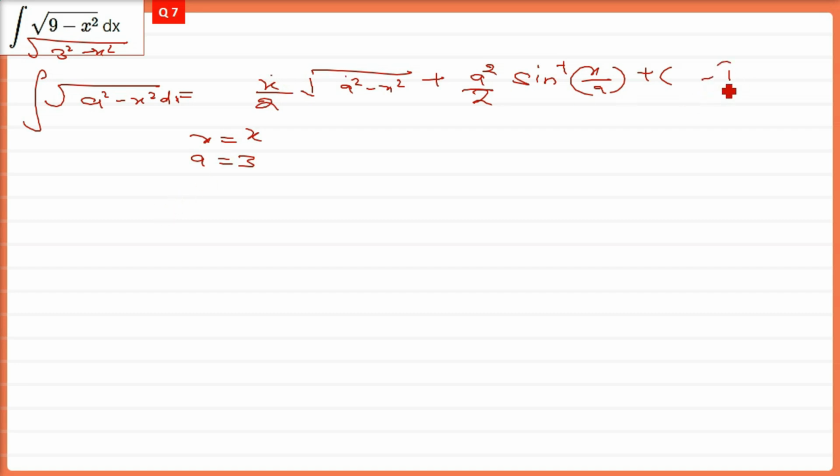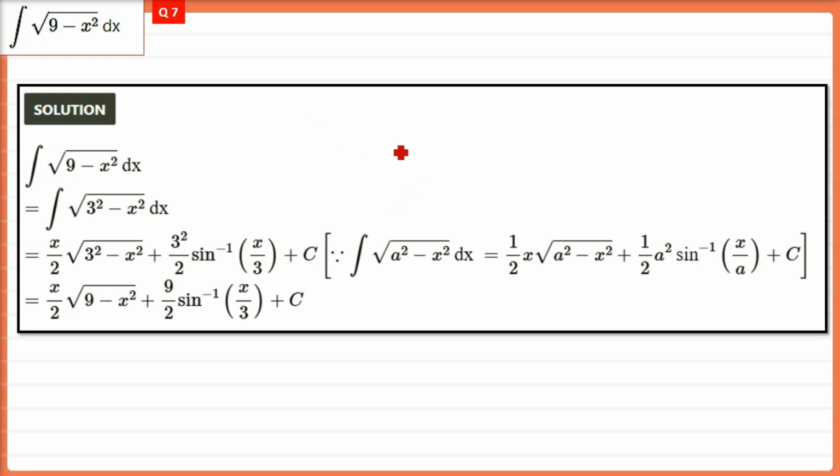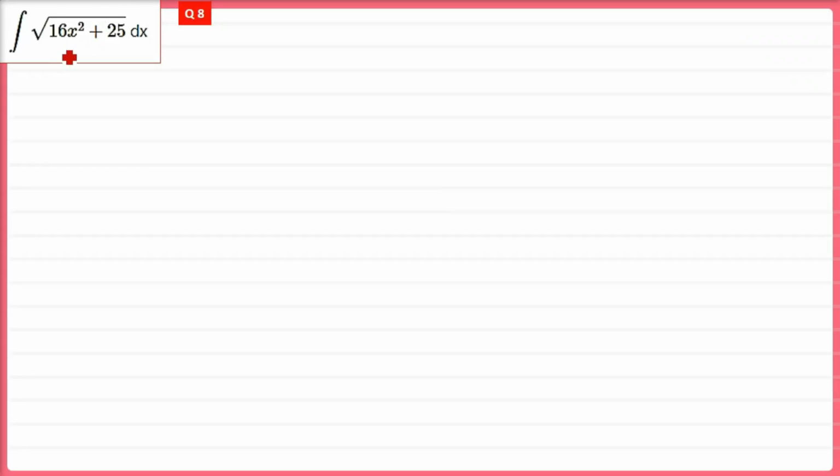Now I am putting this all in equation number 1. x to be replaced by x and a to be replaced by 3. So x by 2 under root same thing, 9 minus x square, plus a square by 2 which is 3 square, which is 9 by 2. So 9 by 2 we have sine inverse x by a, that is x divided by 3, plus a constant of integration. This is your final result. Okay, this can be very clear when you usually do it by yourself.